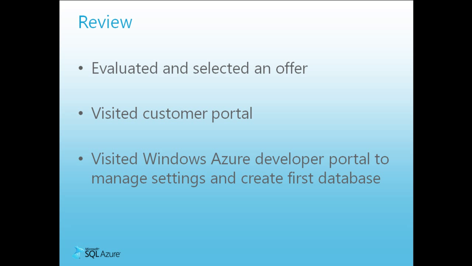And to review the 3 steps that we followed to get to this point, first, we evaluated and selected an offer from the Windows Azure Platform Offers pages, and then we went to the Online Services Customer Portal to provide our customer and contact information. Thirdly, we went to the Developer Portal to set up the first database, the administrator account, and also set the firewall settings. In subsequent walkthroughs, we'll explore how to administer and query SQL Azure databases through tools and code, and also illustrate how to integrate other Windows Azure services to create cloud-enabled applications.